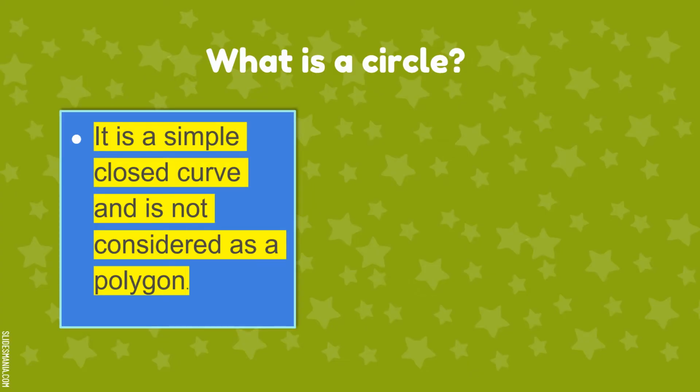So first thing we should learn is what is a circle. A circle is a simple closed curve, and remember it is not considered as a polygon. So here you can see a circle.